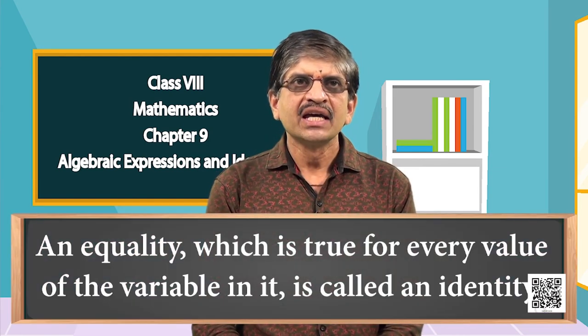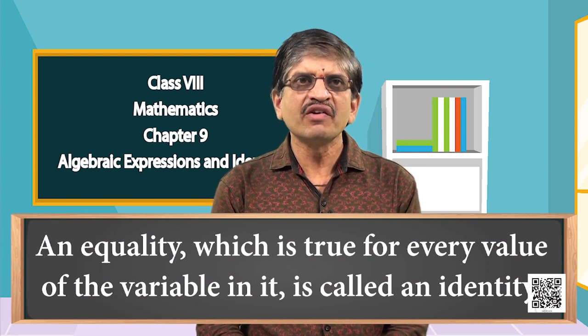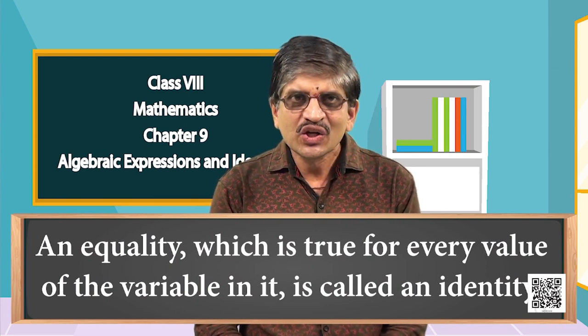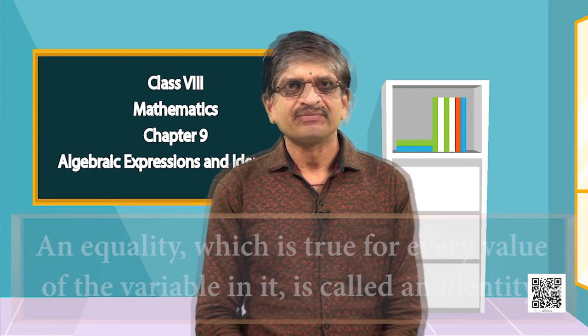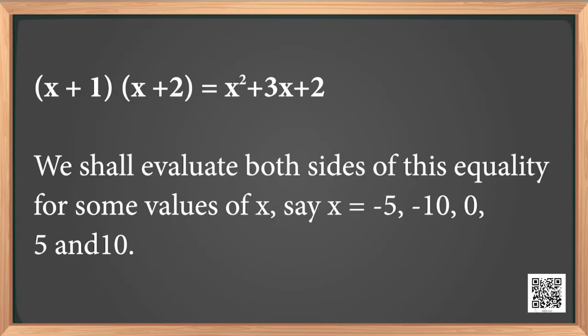What is an identity? An equality which is true for every value of the variable in it is called an identity. Let us consider this equality. x plus 1 times x plus 2 is equal to x square plus 3x plus 2. We shall evaluate both sides of this equality for some values of x, say x is equal to minus 5, minus 10, 0, 5 and 10.